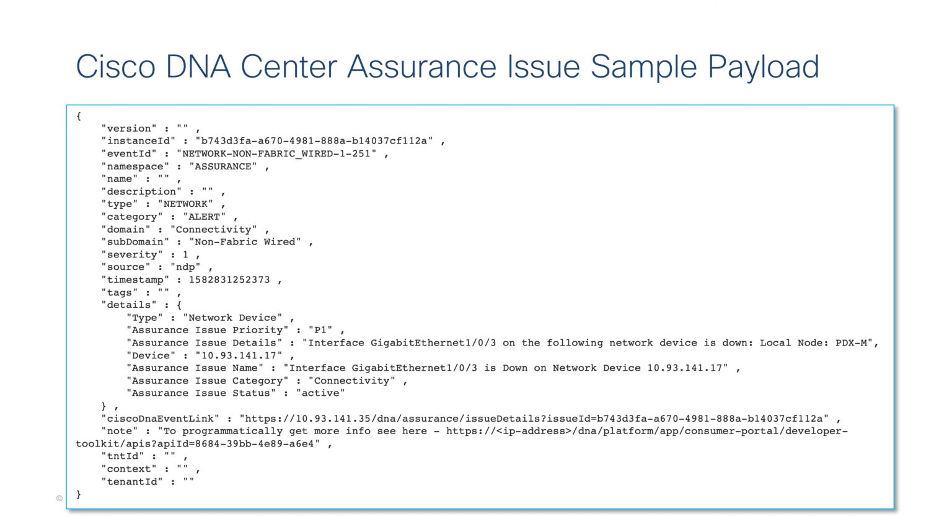This is a sample of the Cisco DNA Center Assurance Issue event. This notification includes information regarding the type of event, the priority of the event, details regarding the event, and the device that triggered the event. Also, the event payload includes a link for the Cisco DNA Center Assurance Issue details, where we can find more information regarding the event and troubleshooting suggested actions.